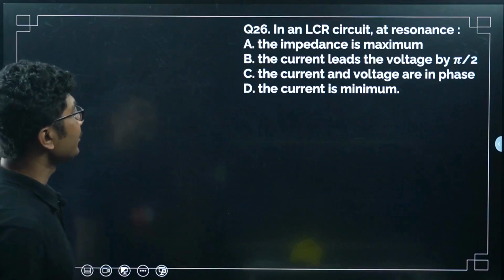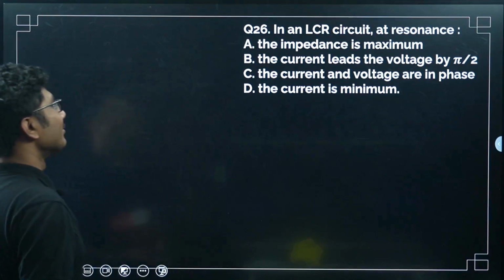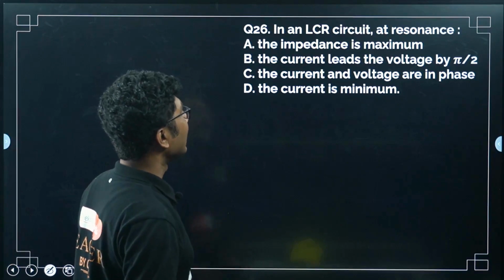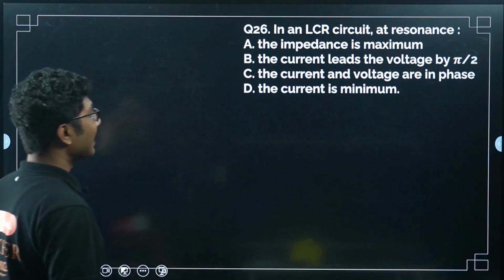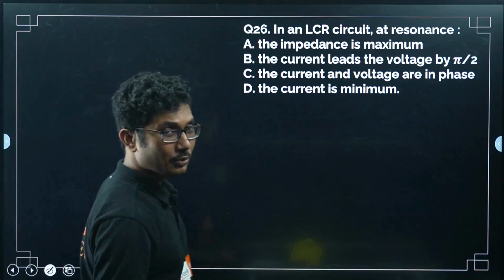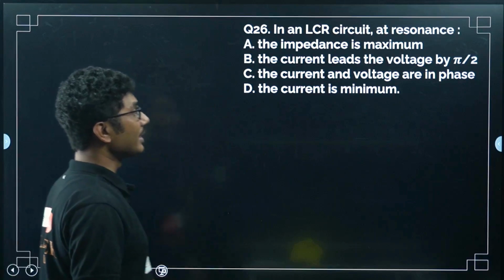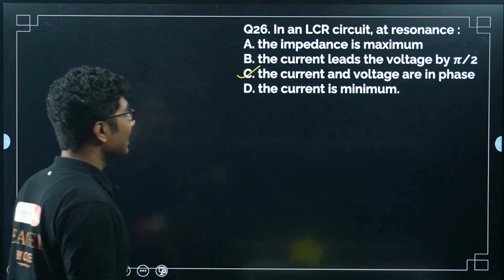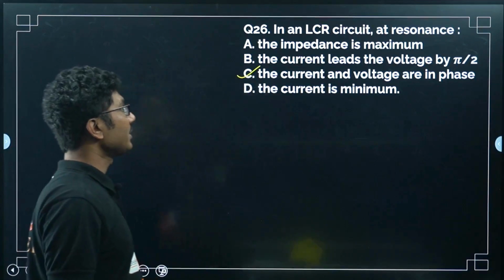Now let's move on to question number 26. In an LCR circuit at resonance, this is just a theory question. Is the impedance maximum? No, impedance is minimum. Does the current lead the voltage by pi by 2? No, current and voltage are in the same phase. The current and voltage are in phase? Yes, correct. The current is minimum? No, current is maximum. So the correct option is option C.